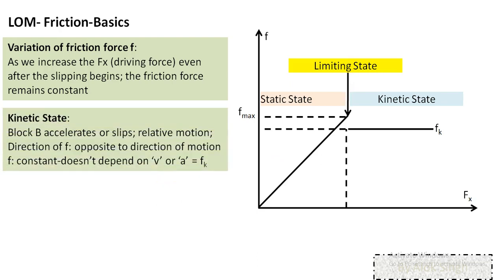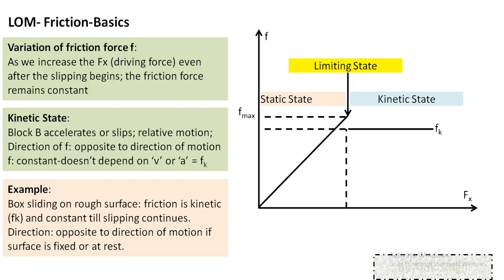Let's define what the kinetic state is. In the kinetic state, block B accelerates or slips. It means there is a relative motion between the two surfaces which are in contact. The direction of friction force is opposite to the direction of motion, and F remains constant. It does not depend on velocity or acceleration, and we call this magnitude of friction force Fk, or kinetic friction.